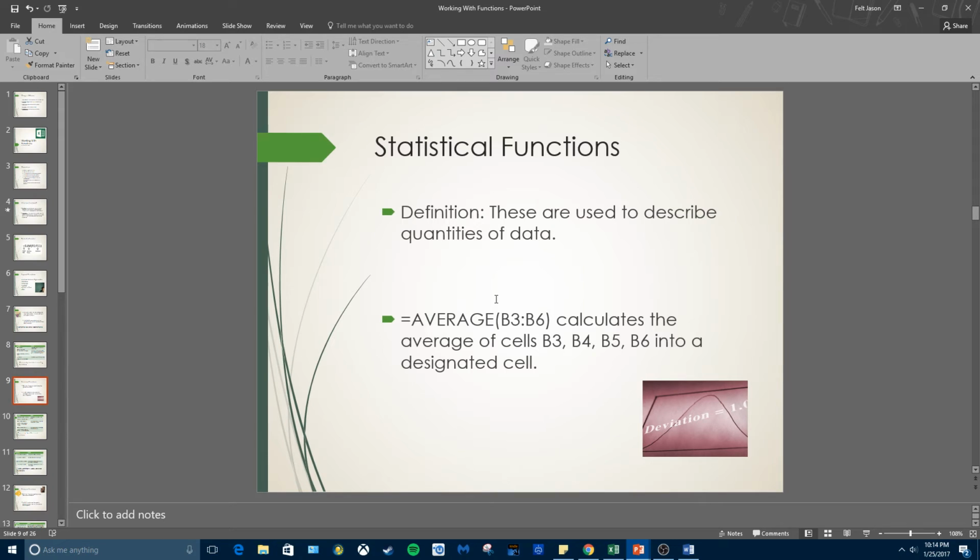All right, statistical. So this is there to describe quantities of data. So if you've taken statistics before, or you've heard of statistics, or maybe this might have been on your FSA, this is where you have to deal with deviation, average, min, max. Okay, you calculate your range. So average is one of the statistical functions. It's there to describe your quantities of data.